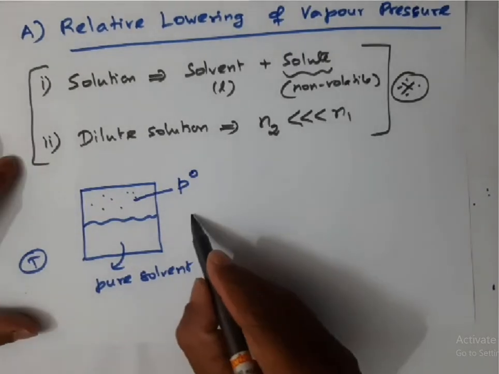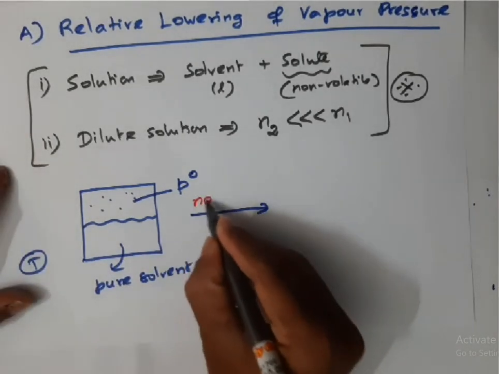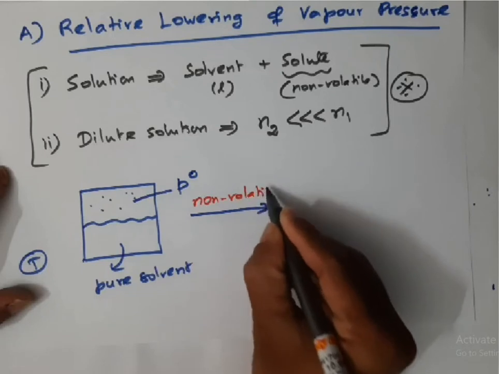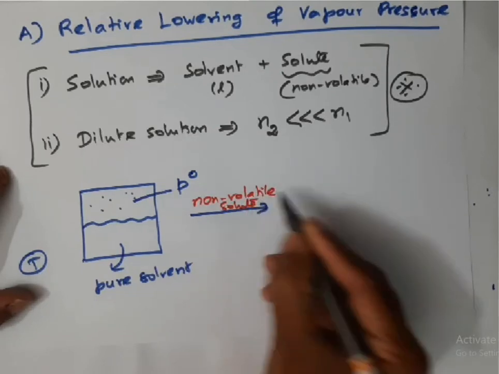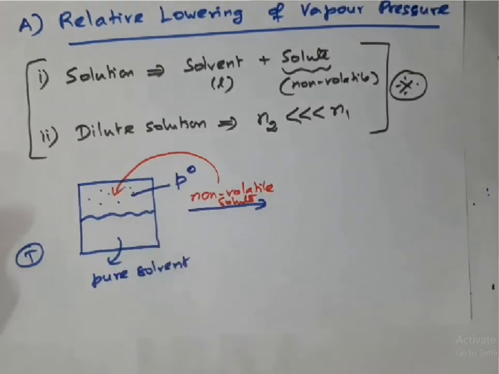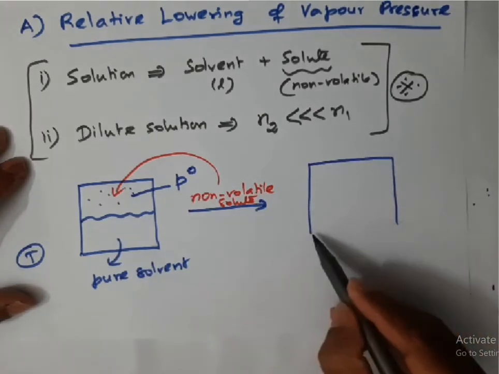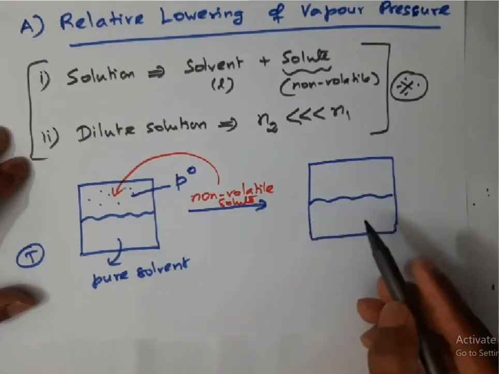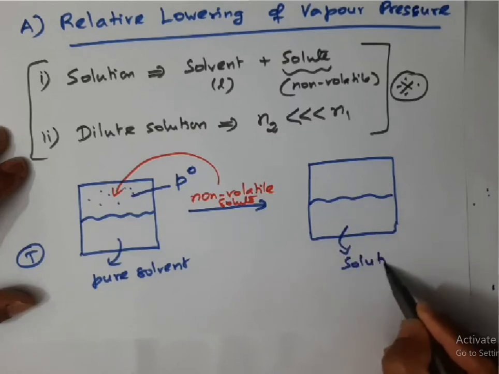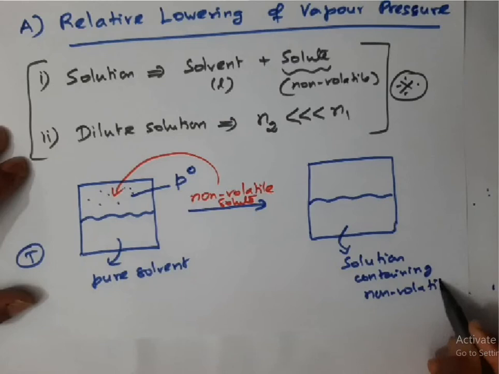Now, in this container I am going to add a non-volatile solute. What will happen if I add a non-volatile solute? You will get a solution containing non-volatile solute.